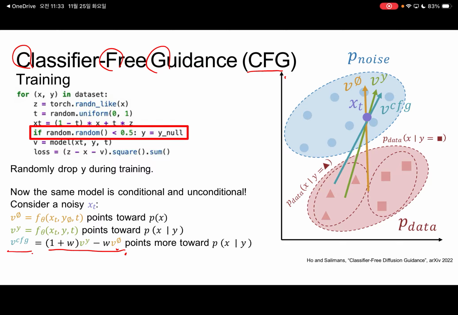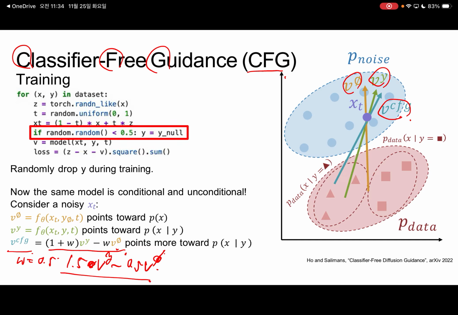So what does this mean? Let's say W is equal to 0.5. Then 1.5 Vy minus 0.5 V null. That means we give strong focus on Vy while we remove some part of V null, right? That means we are strongly focusing on Vy. So here, Vy, V null, VCFG, as you can see, VCFG is more biased to Vy by removing V null, and then we add the same amount of Vy, right?